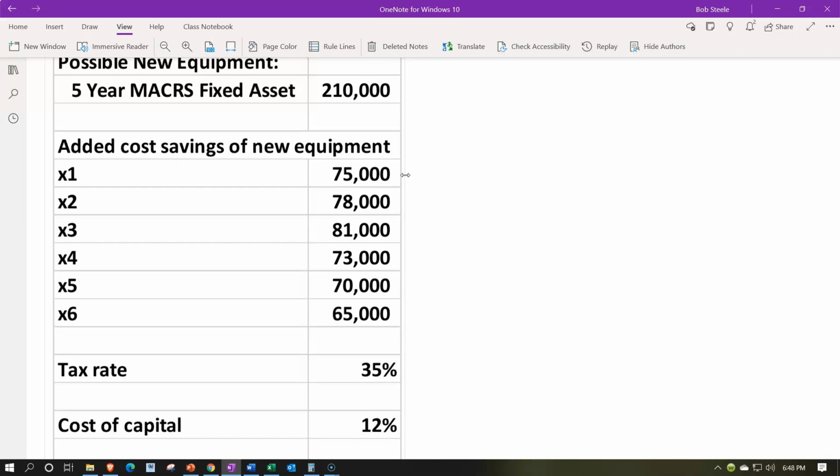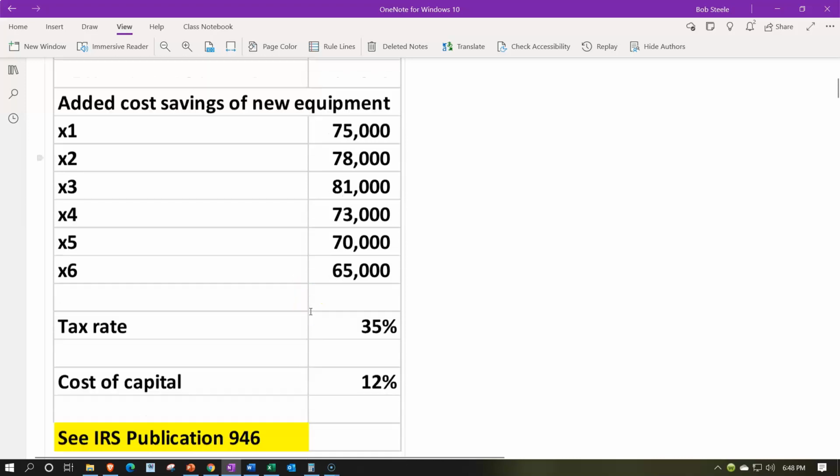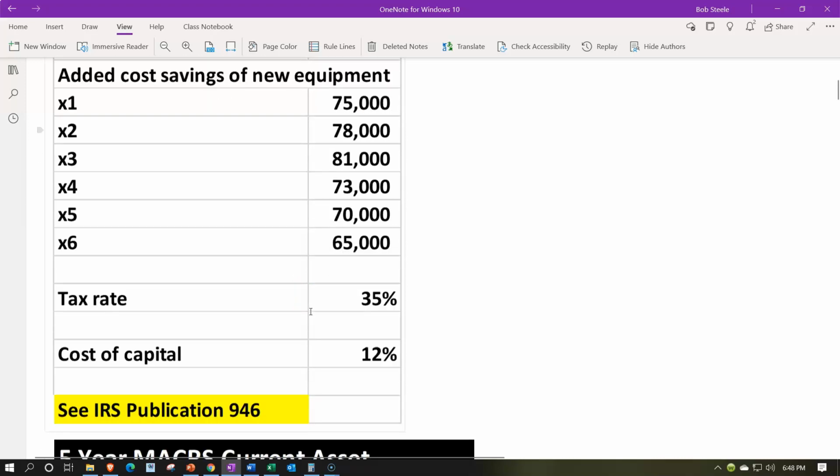They're benefits, their inflows in terms of the bottom line, and therefore the cash method will apply to it, and we can basically use our present value calculations with them. So we're saying from X1 to X6, we're going to have these benefits, meaning X1, 75,000, which we can think of as a benefit or a cost saving or a cash inflow. In essence, we have 78,000 in year 2, 81,000 year 3, 73,000 year 4, 70,000 year 5, and 65,000 year 6. Tax rate, we're going to say, is 35%.